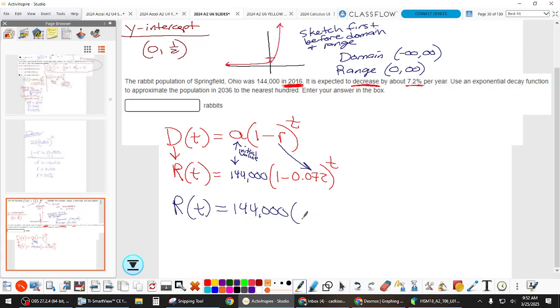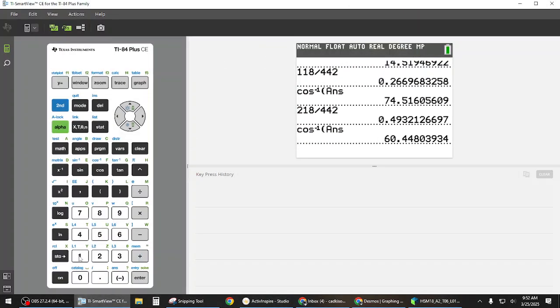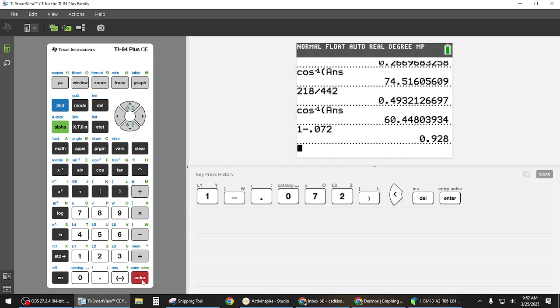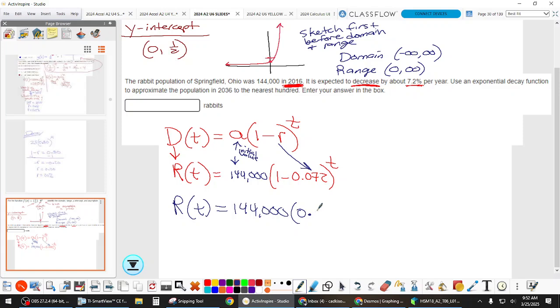What's 1 minus 0.072? And we get 0.928. Which one do you guys think looks better? Yeah, it's just less in there, right? It's simpler. All right, and then the question says in 2036.